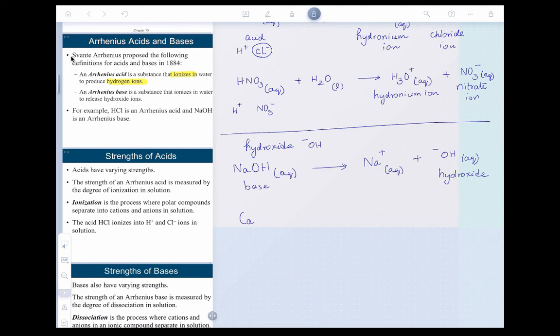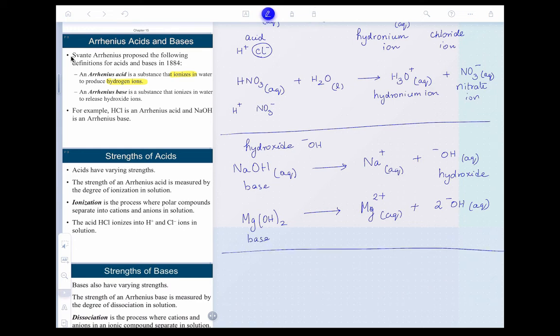Let's take another example. This time I'm going to take maybe magnesium hydroxide. I'm going to break it down. That's going to give me Mg2+ (aq) plus two hydroxide ions. So don't make the mistake of writing it like this. That is wrong. It's going to be two hydroxide ions. So again, you can define this as a base. It's very easy to find out an acid. For an acid, the formula will always begin with hydrogen. The base will always have hydroxide as the anion.